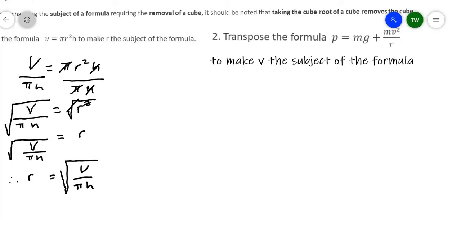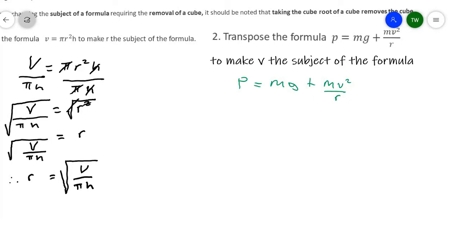Now to example 2. The formula P equals mg plus mv squared all over r, to make v the subject of the formula. So we have been given P is equal to mg plus mv squared all over r. I want to make v the subject.